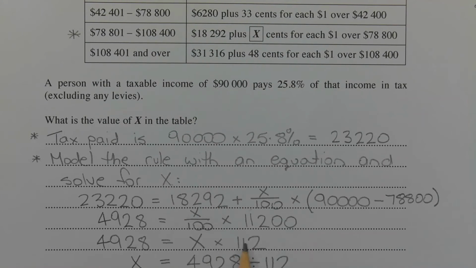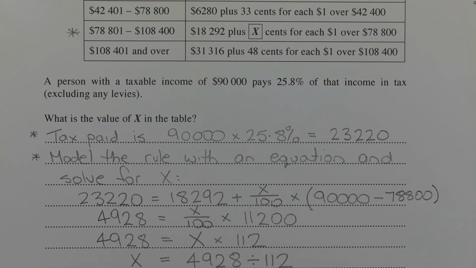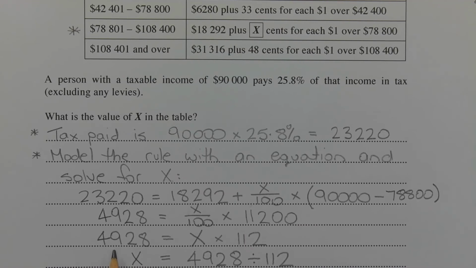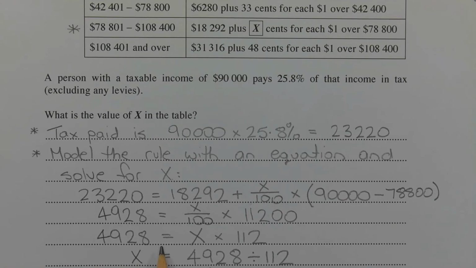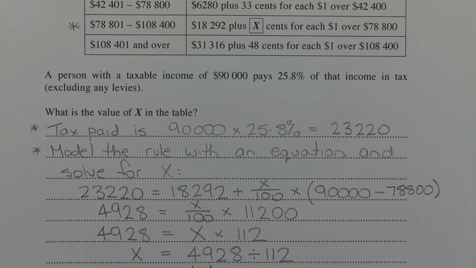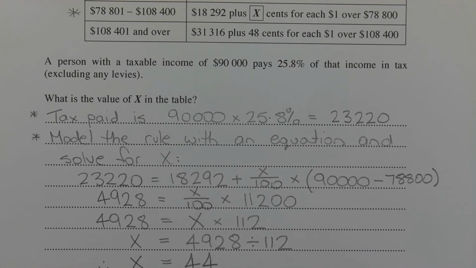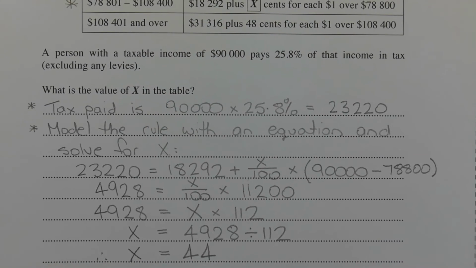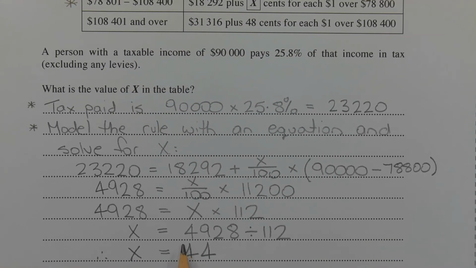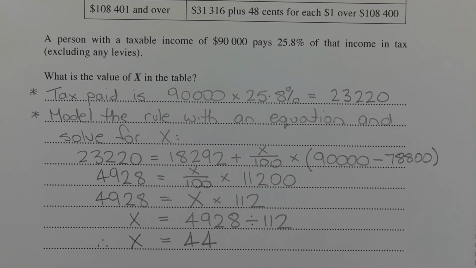Now, the right-hand side of the equation simplifies. We can cross off these two zeros here and these two zeros here. So the equation becomes 4,928 is equal to X times 112. Finally, to make X the subject, we can divide both sides of the equation by 112. So X is equal to 4,928 divided by 112. Therefore, X is equal to 44.